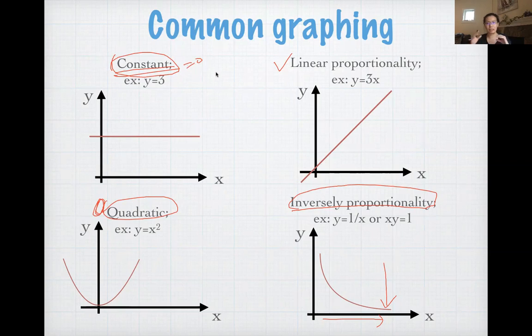So this is just a very brief overview of how to make a proper graph and the names of some common graphs that you will see in these courses. And later on, as you use more graphing in different physics subjects, you will get used to it.